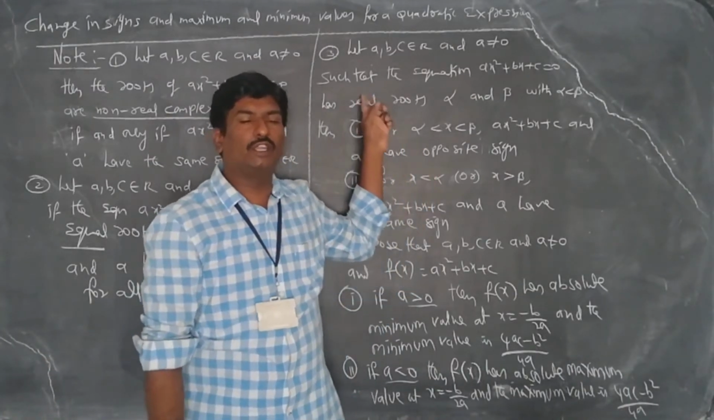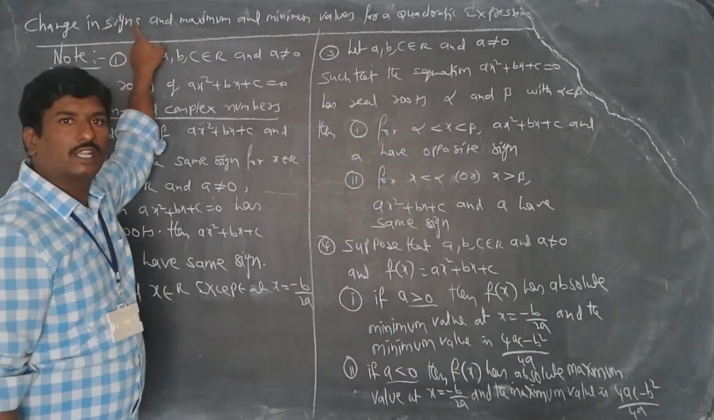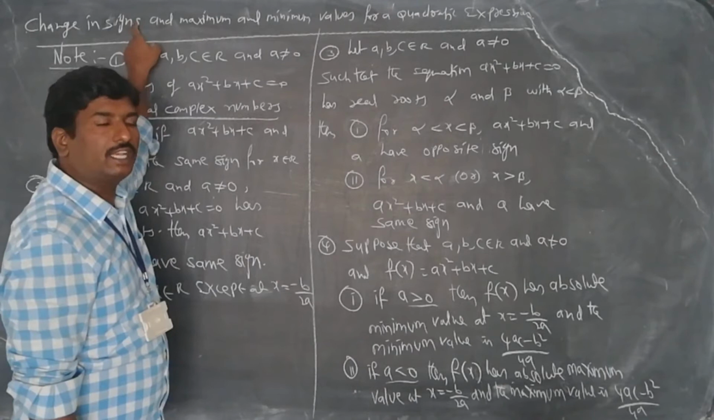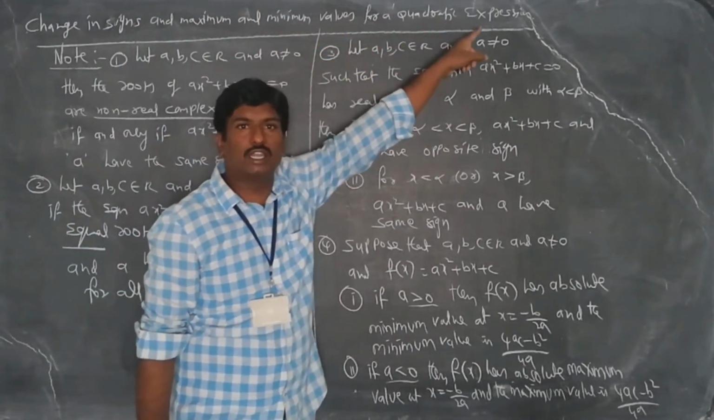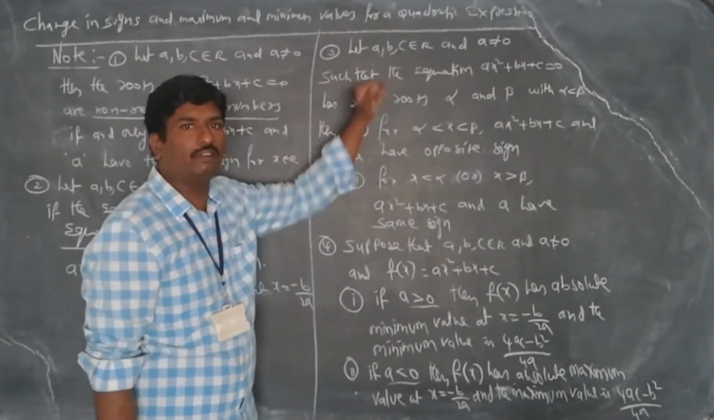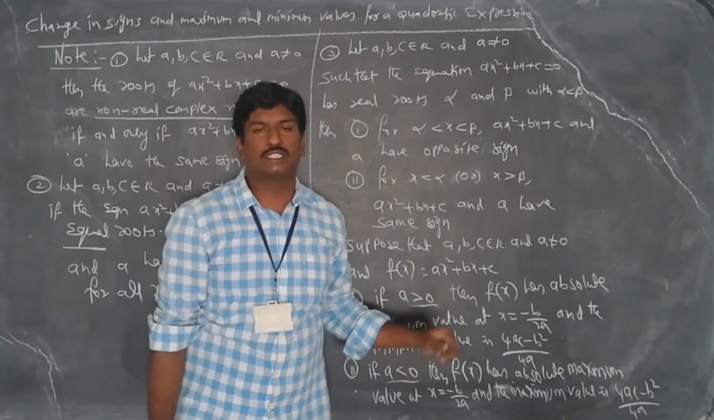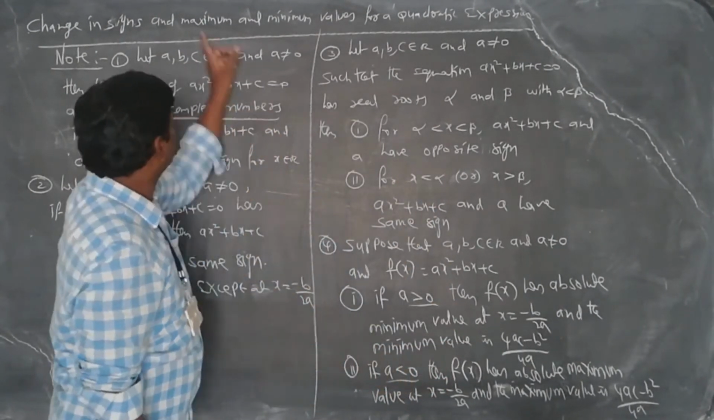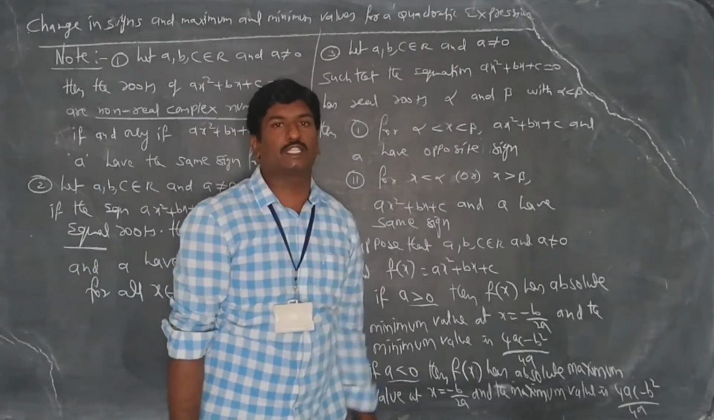So today here I am going to explain the concept about changing in signs and maximum and minimum values for a quadratic expression. Listen carefully. This topic is very important for MSET and in intermediate also for 2 mark questions. This is a very important topic: changing signs and maximum and minimum values for a quadratic expression.